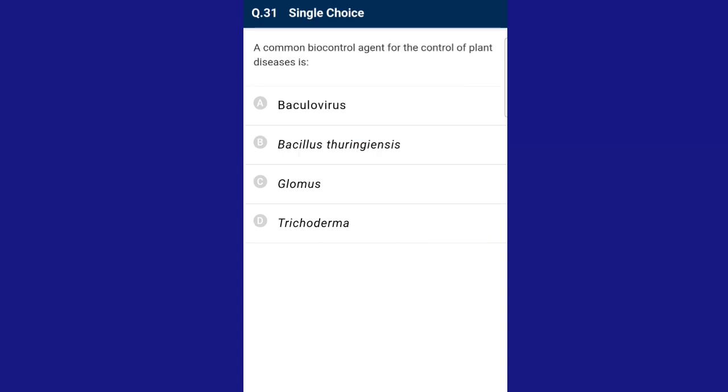Question number 31. A common biocontrol agent for the control of plant diseases is Trichoderma. It is a free-living fungus that exerts biocontrol over several plant pathogens for control of plant diseases. So the answer is option D, Trichoderma.